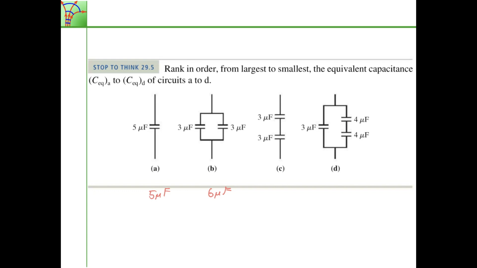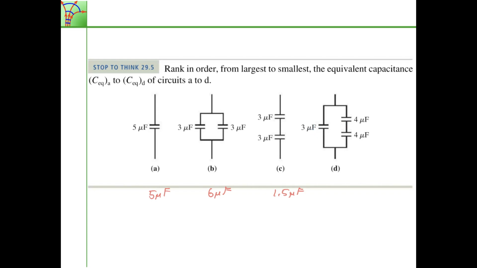And if I have two in series, like this second one here, you do 1 over 3 plus 1 over 3 and then 1 over all that, you end up with 1.5 microfarad. So when you have two in series, you actually cut the capacitance in half. So remember that. Two identical ones in parallel, you add them, or you multiply them by 2. Two identical ones in series, you cut them in half.